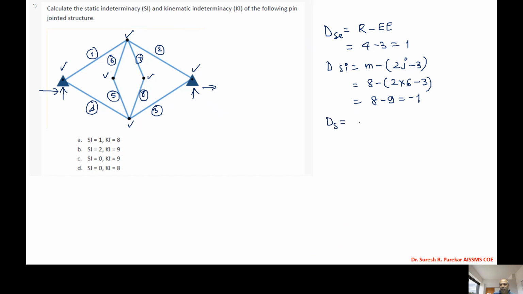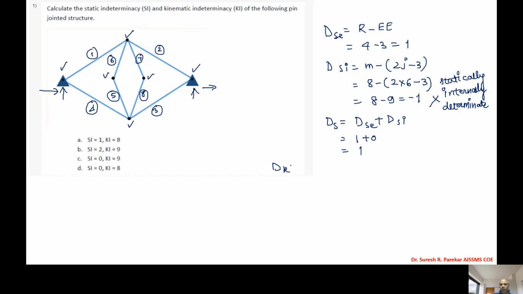So DS equal to DSE plus DSI. But if the value comes minus, it should not be considered. And therefore we have 1. Then this is considered as statically internally determinate. This is deficient, and then we will have this as 1.